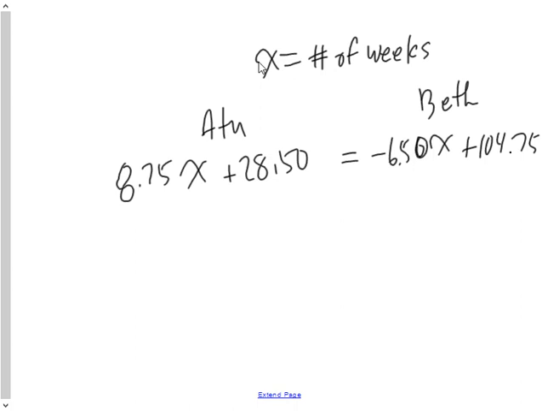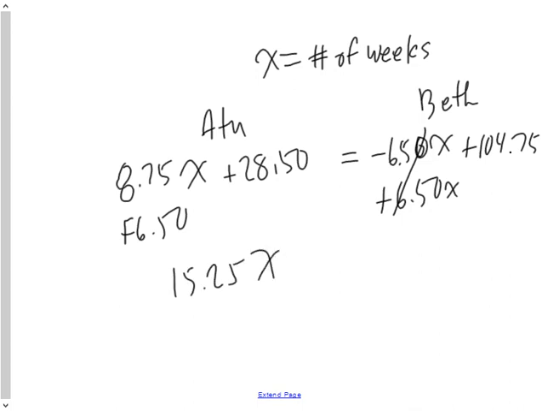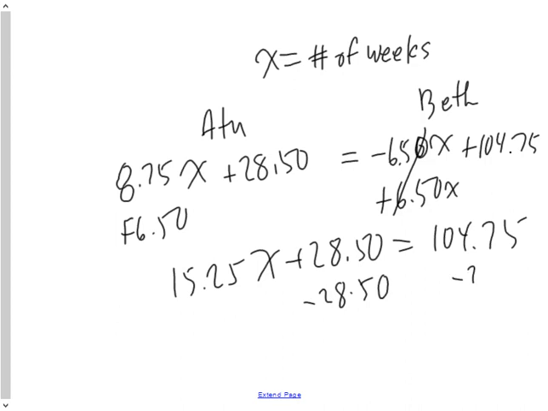So the first thing we're going to do is get rid of Beth's 6.5x on both sides by adding 6.5x. We're going to get 15.25x plus 28.50 over here is equal to 104.75. So now we have taken the amount of money Beth was spending and added it to both sides. We create this equation. Subtract 28.5 from both sides.